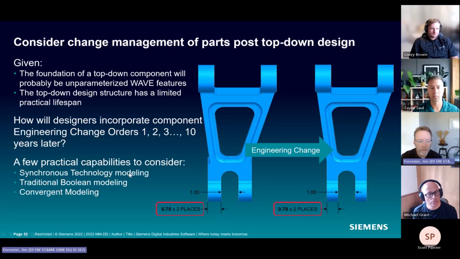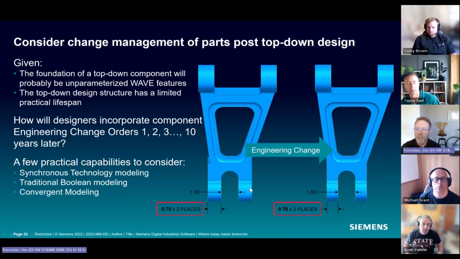Synchronous technology is a very good way to do this. Here's an example of moving some faces, traditional Boolean, and then convergent. So there are robust methods to use to update the part, even though you might not own that primary geometry.